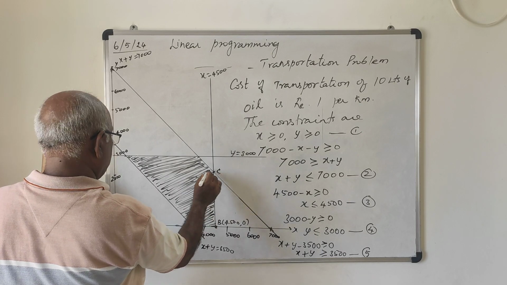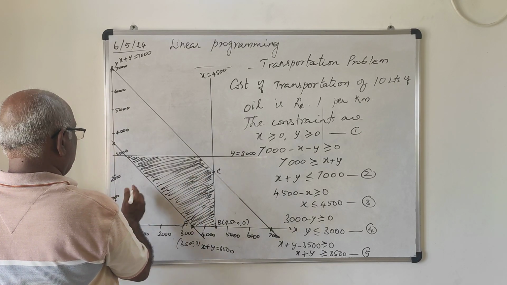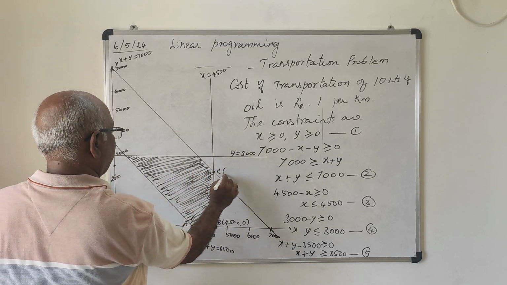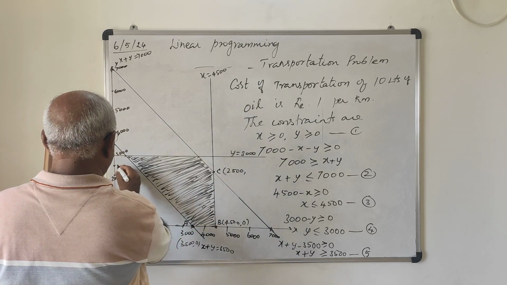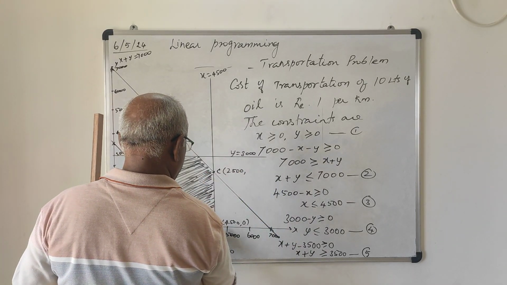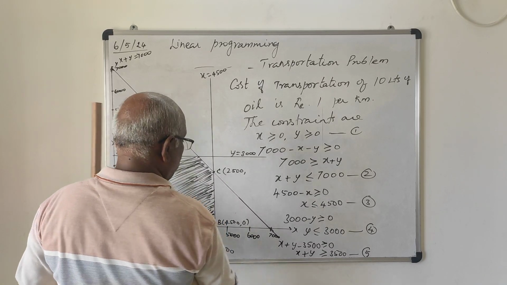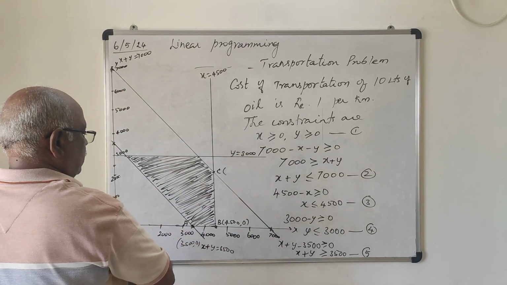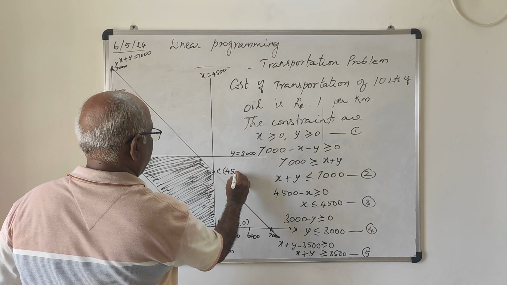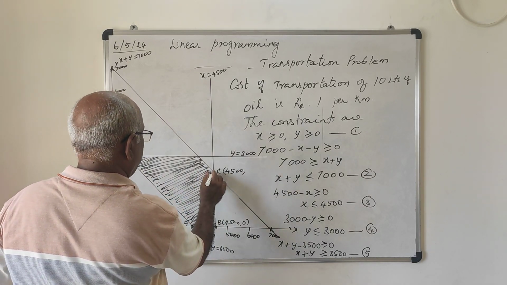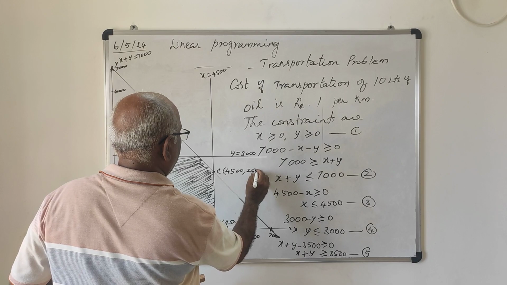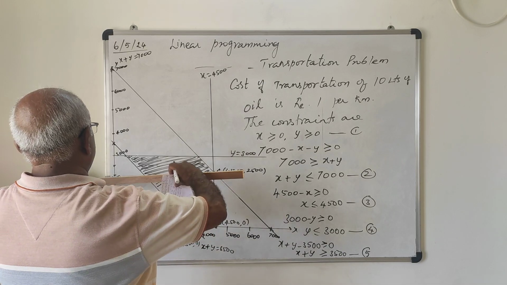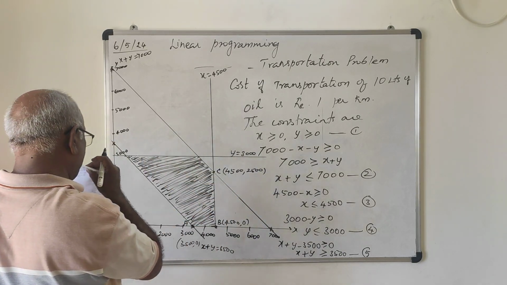This point is 4,500, 2,500. Sorry, C is X 4,500, Y 2,500. This is the point (4,500, 2,500).